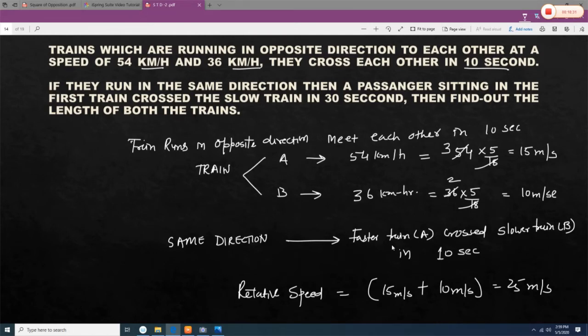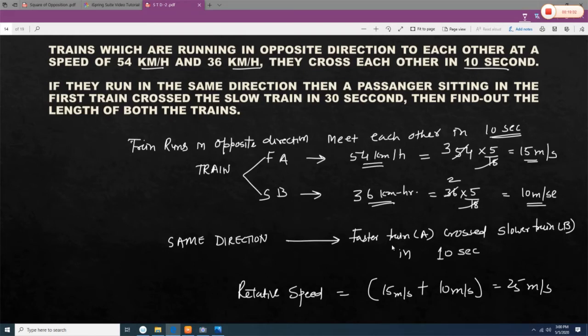The trains run in opposite directions and meet in 10 seconds. Train A is running at 54 kilometers per hour, and train B at 36 kilometers per hour. So this is the faster train and this is the slower train. We have to convert kilometers per hour into meters per second, so multiply by 5 upon 18. That comes to 15 meters per second. And 36 kilometers per hour, converted again into meters per second, is 10 meters per second.